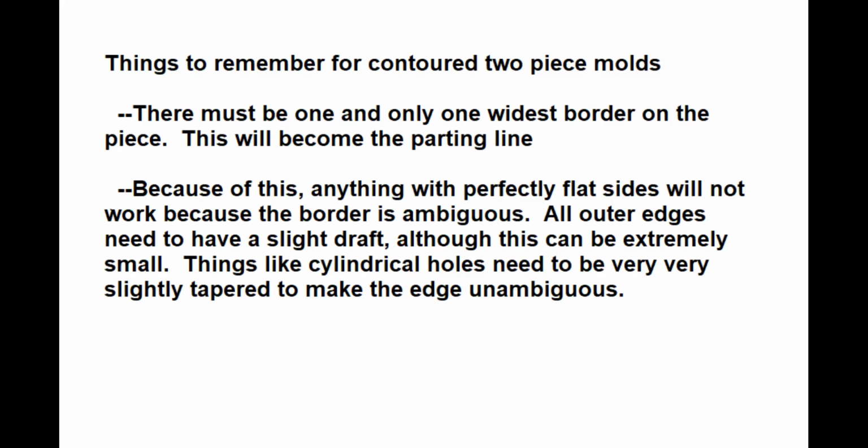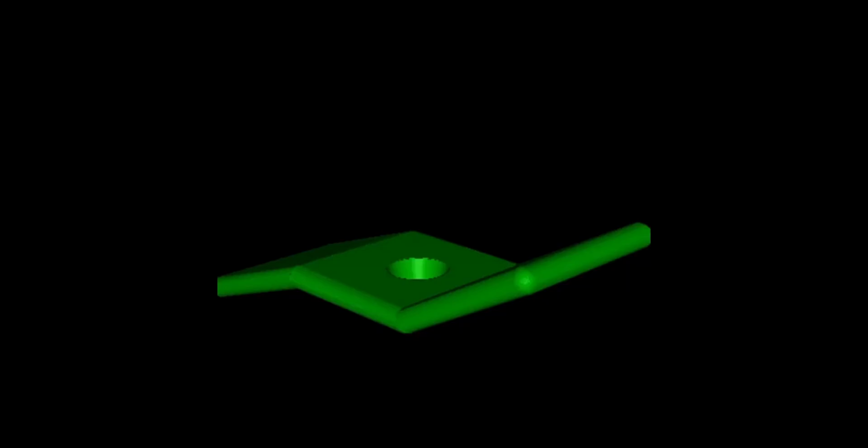You need to add a little bit of taper to any cylinders or really any surfaces. They need to have a very slight draft so that one part of the part is unambiguously the widest, and that has to be a continuous line going around the part. If you don't have that, it doesn't work. Now in the case of this bracket, this hole in the middle is very slightly tapered in order to make it work.